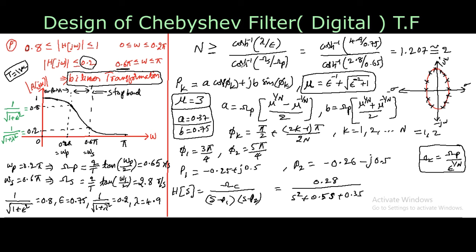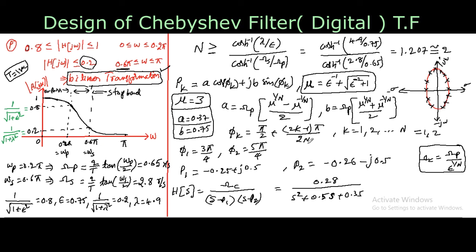write the analog transfer function first. First of all, we have to write the analog transfer function using either Chebyshev or Butterworth. In this problem, I have explained using the Chebyshev filter, and the transformation method is the bilinear transformation method. Here I wrote H of s, the analog transfer function. Now we have to convert this analog transfer function into the digital transfer function using the bilinear transformation method. So now I want to erase this complete solution.